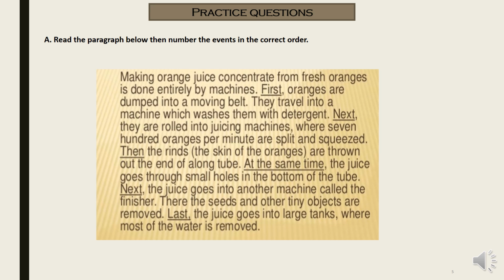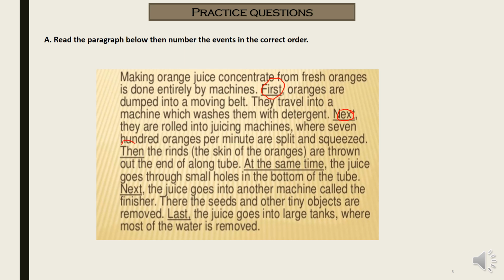Making orange juice concentrate from fresh oranges is done entirely by machines. First, so this is the first step. First, oranges are dumped into a moving belt. They travel into a machine which washes them with detergent. Next, this is the second step. They are rolled into juicing machines where 700 oranges per minute are split and squeezed.